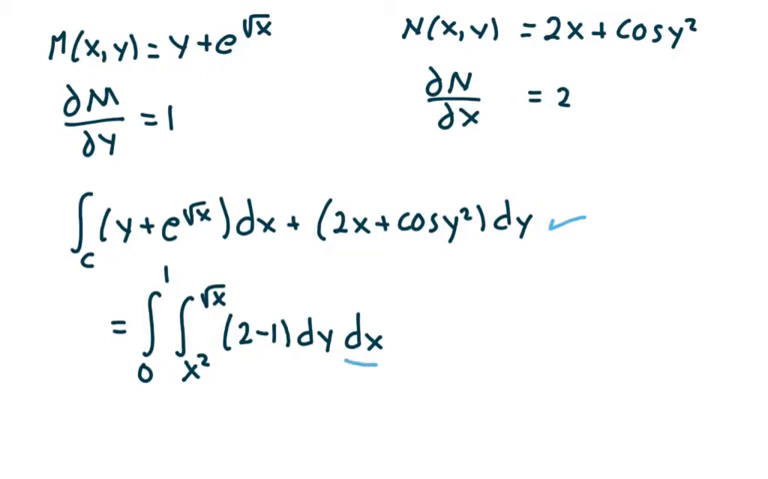My inner limits are from x squared to square root of x, right? Of 2 minus 1, so that's 2, the partial of n with respect to x. And then I'm going to subtract the partial of m with respect to y. That's my 1. So that's how I'm getting my integrand. The integrand is the partial of n with respect to x minus the partial of m with respect to y. This is how I come up with my integrand.